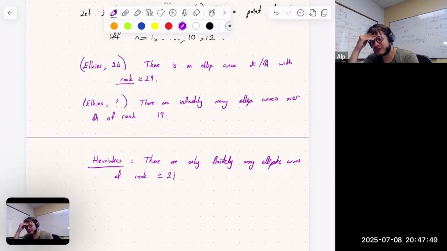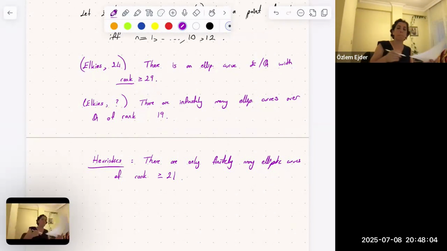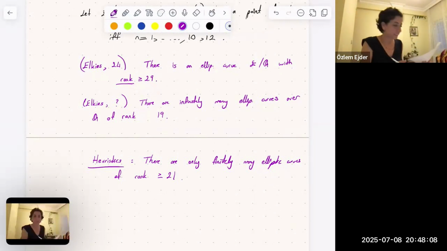So when you say heuristics, does that mean that this is known or this is expected? This is expected. Yeah, there's a paper, but no real theorem showing that there are actually finitely many of them. So what they find shows that this is expected.